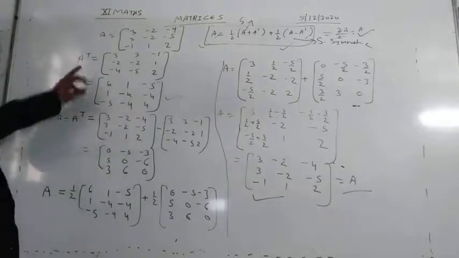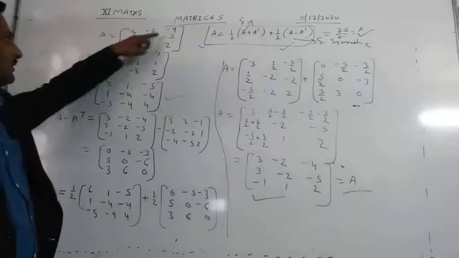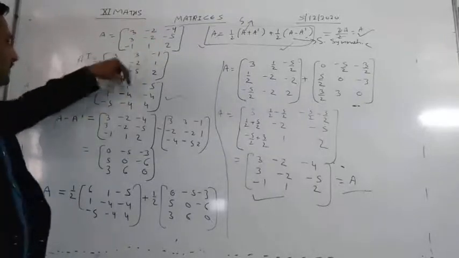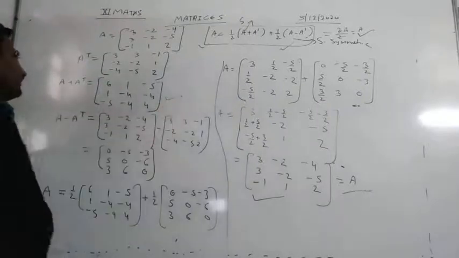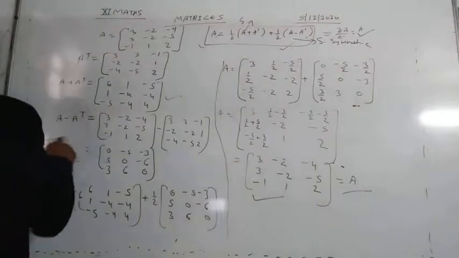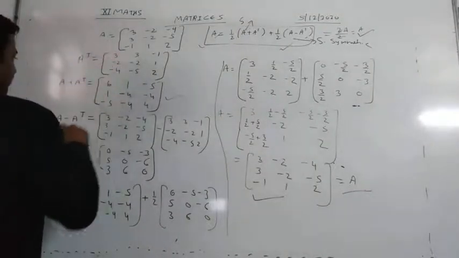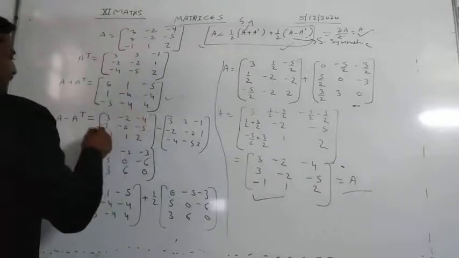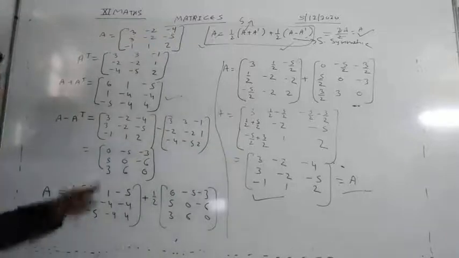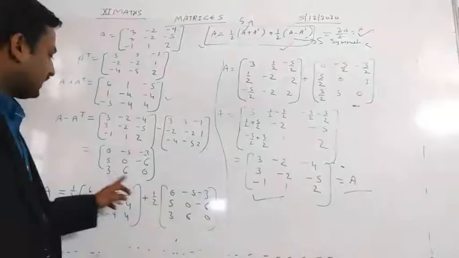Okay, now we will find the sum of these two matrices, A and A dash: 3, 3, 6, minus 2, plus 3, 1, minus 4, minus 5. So we have found the sum of these two. Now we have to find the difference of these two. So the difference will be what? A plus A dash, A minus A dash. So this is A, and this is minus A dash. When we subtract these two, we get 0, minus 5, minus 3, 5, 0, minus 6, 3, 6, 0.